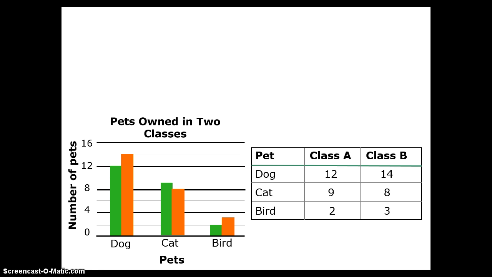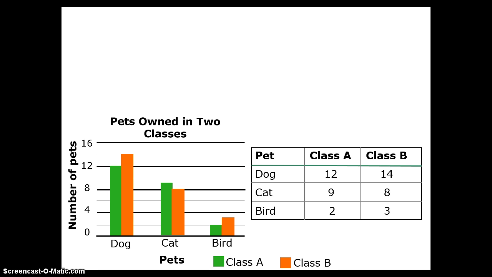Now, what does this mean? Well, with a double bar graph, we need to have a key. So we need to know what the green bar stands for and what the orange bar stands for. In this case, the green bar stands for Class A and the orange bar stands for Class B.